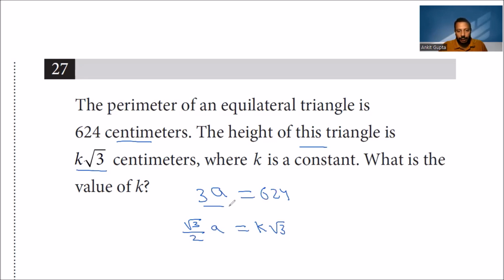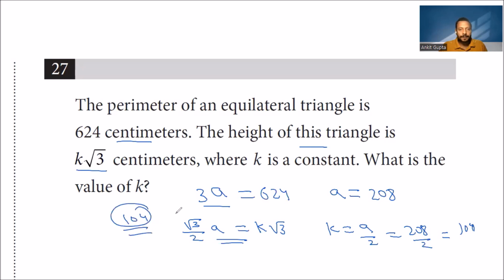Right, so let's find out the value of A first. So A will become 208. And if we simplify this, K is actually equal to A by 2. So it is equal to 208 by 2 and will be equal to 104. So the answer will be 104 in this case.